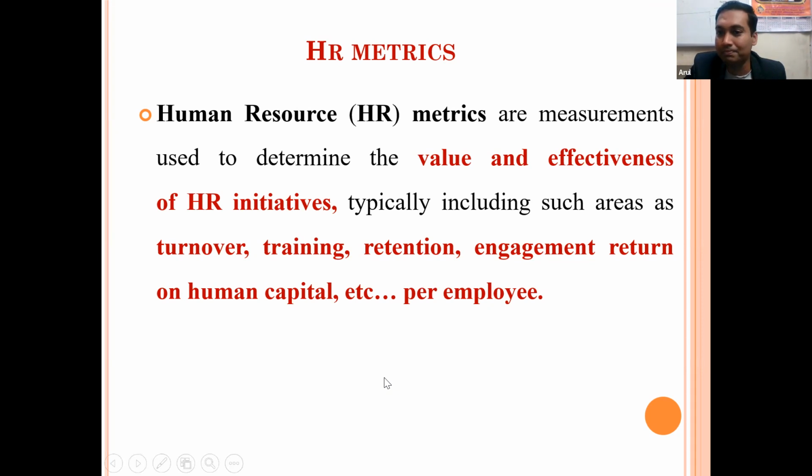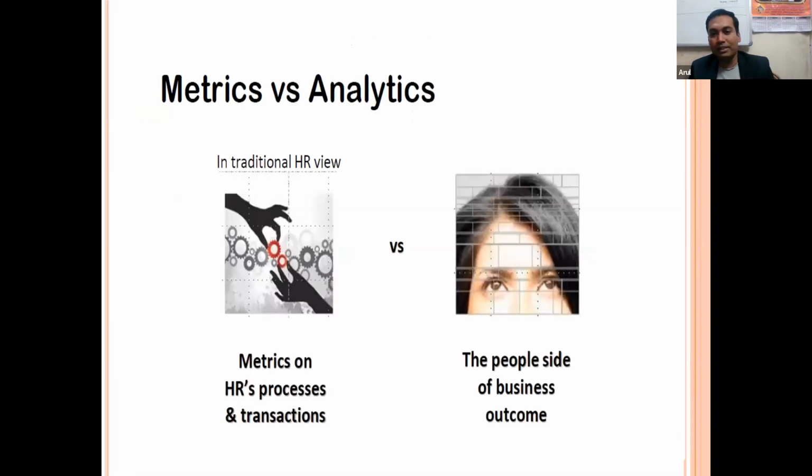The theoretical definition: metrics versus analytics. Metrics are on HR's process transactions, which is traditional. Coming back to the analytics side, why are we using analytics? Basically, it is for the business outcome. When we use analytics with the help of metrics and statistical tools, we are going to get results, for example, that variable A is influencing variable B, and variable A is influencing variable C, and by what percentage. Based on that, we are going to invest in the respective variable and take decisions.